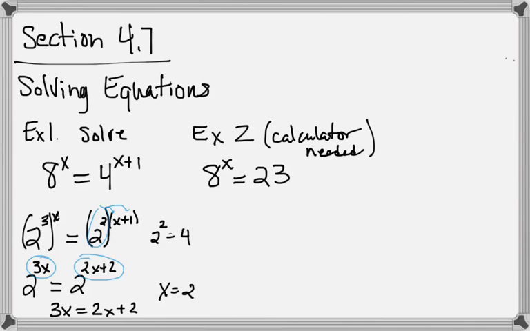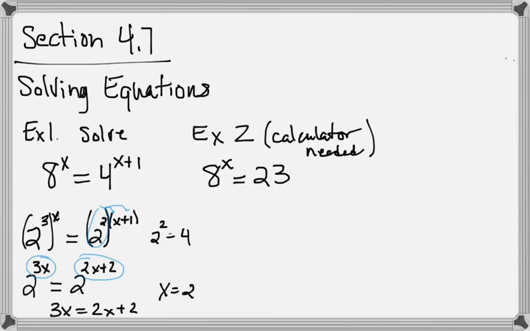Example number 2. This one is very different. You're not going to get this one by guessing. It's problems like this where the answer is not a whole number. You're going to need a calculator to do this one. Can you tell me, just by deductive reasoning, why I would need a calculator for this? How would I know that I need a calculator without even solving?